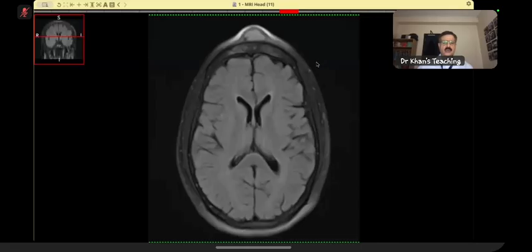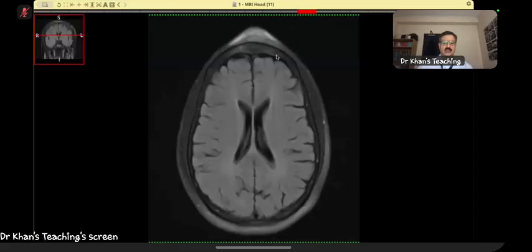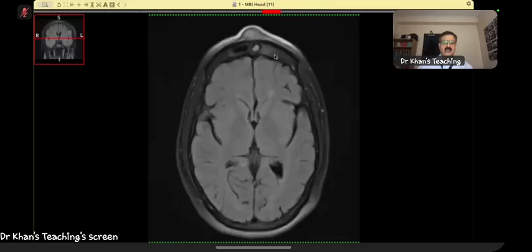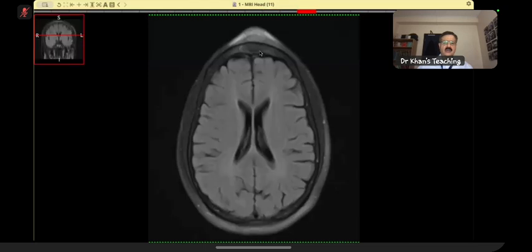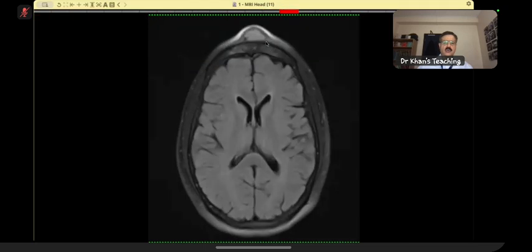FLAIR is a useless sequence to look at the bone marrow, but even here, you can see that something is abnormal. So this is the inner table, this is the outer table, and then this focus is fluid signal. There is something abnormal happening, and of course, there is a soft tissue component.